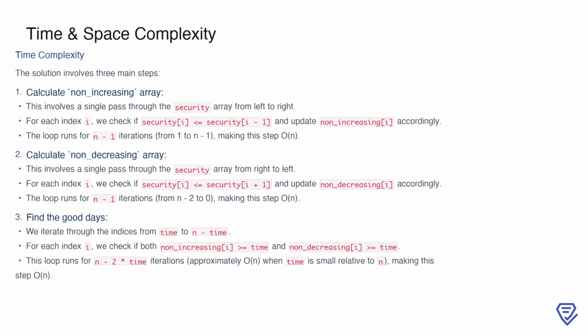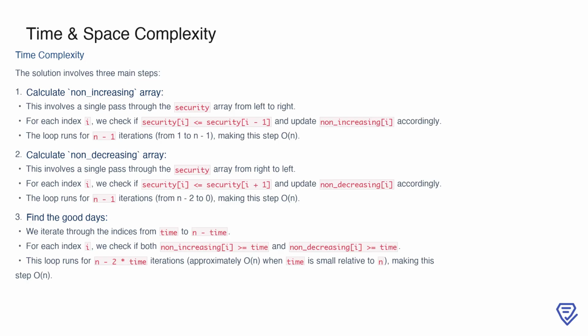To analyze the time complexity of our solution, let's break it down into 3 main steps. First, we calculate the non-increasing array. This requires iterating through the security array from left to right, and for each index, we check if the current value is less than or equal to the previous one. This operation involves a single loop across the array, making it O(n).